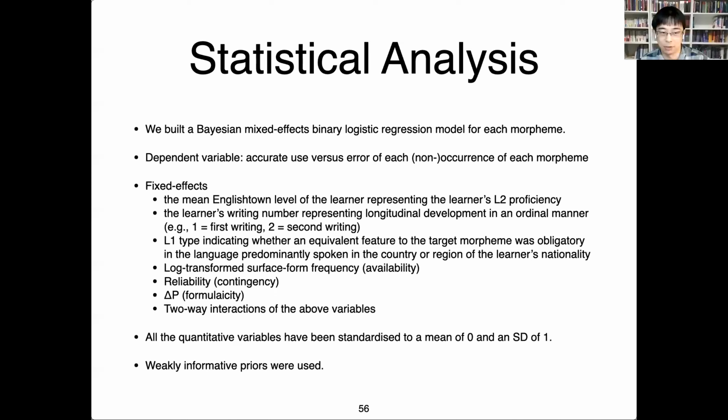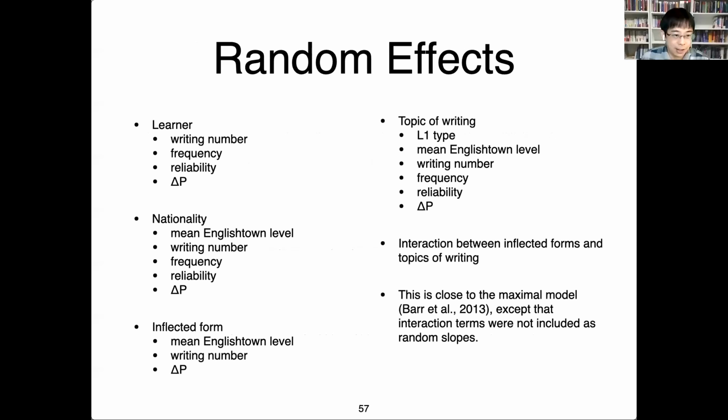And the two-way interaction. So that was the fixed effects variables of this model. And the random effects, as I said, was close to the maximal model. So we included by learner, nationality, effect form, and the topic of writing, random intercepts, as well as the random slopes shown here. So it was in a way a quite complex model.